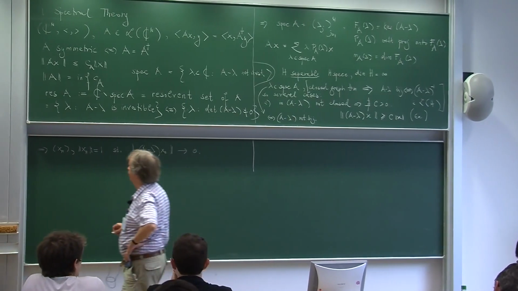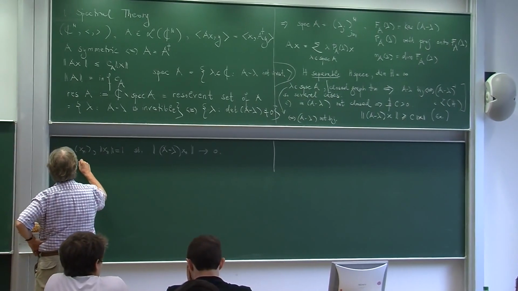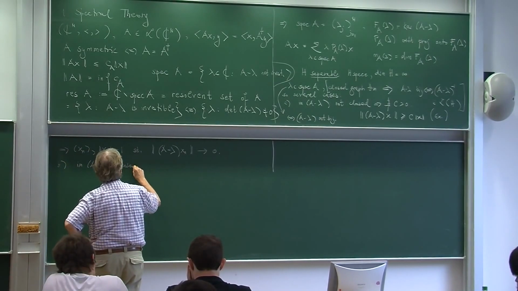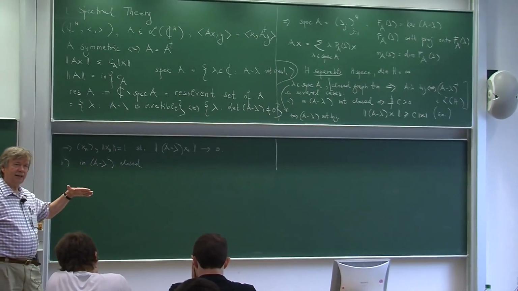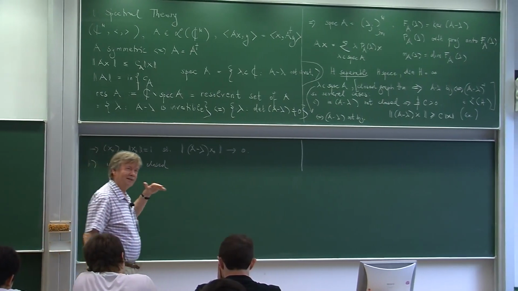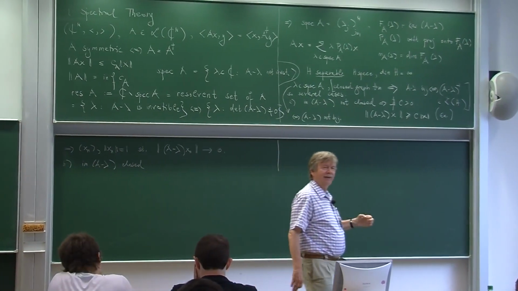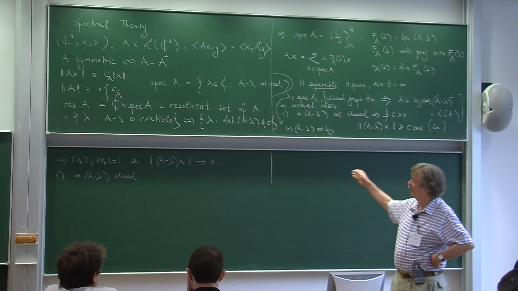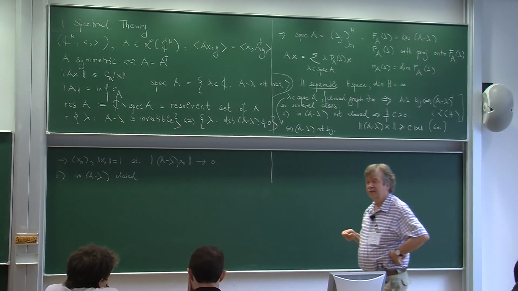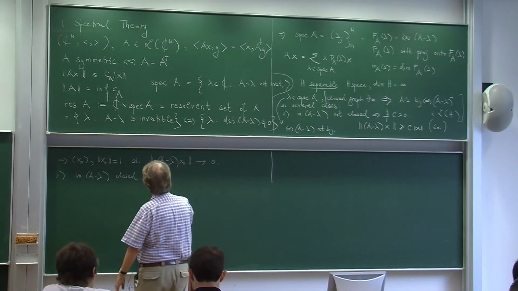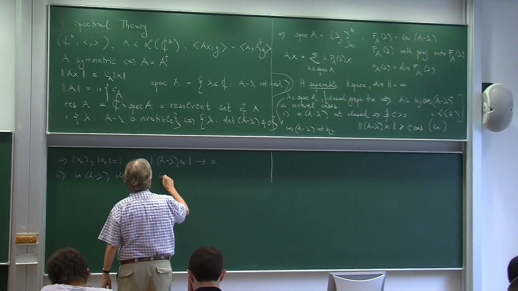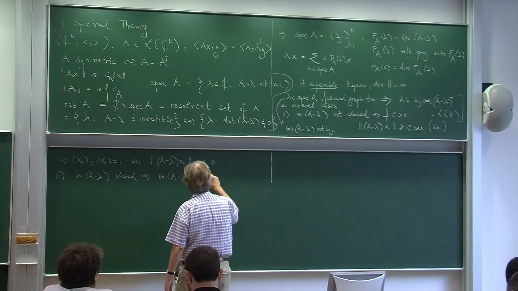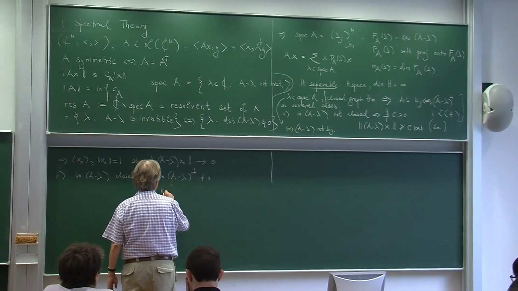Second case, assume that the image is closed. But I'm saying lambda is not regular. Lambda is an element in the spectrum. If the image is closed, it cannot equal the whole space, because otherwise, by closed graph, we would have that A minus lambda is invertible. So that means the orthogonal complement is not equal to 0, but this here is the kernel.